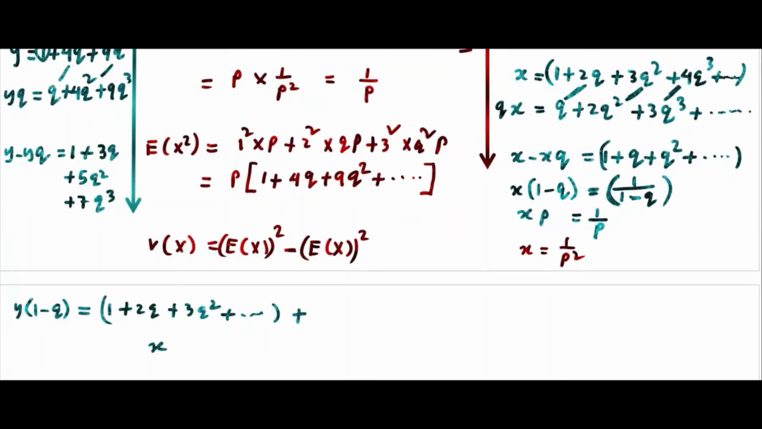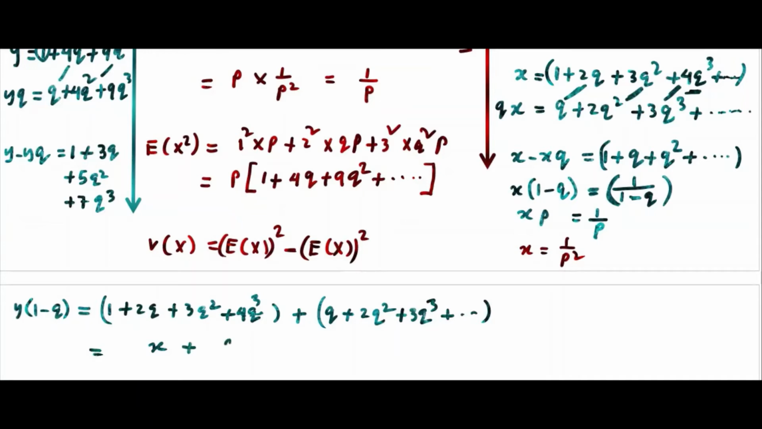Out of 3q, 2q is here, so you just write q here. And 5q square, we have written 3q square, so 2q square you need to write. Whatever remains, we have 7q power 3. You see 4q power 3 is here, let me write 4q power 3. So 3q power 3 remains. That way it will go. So this is x already.